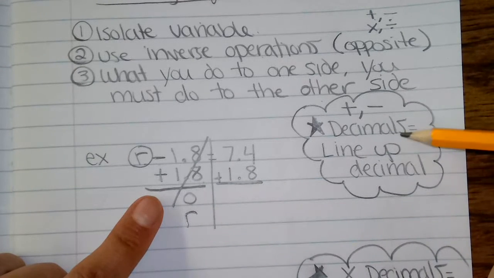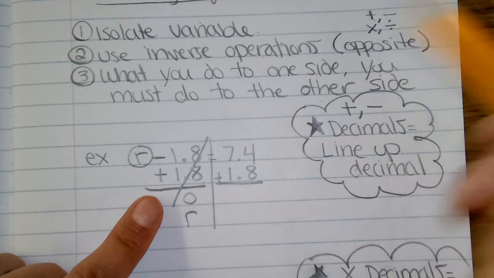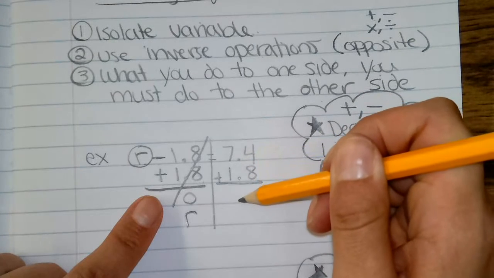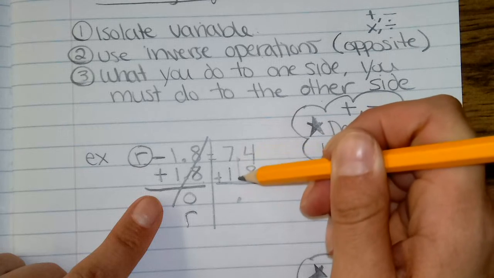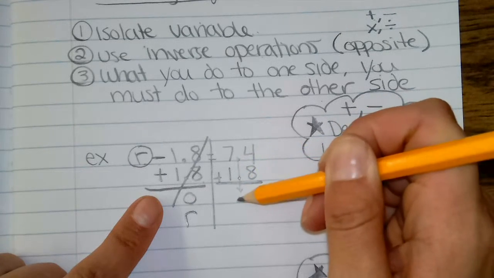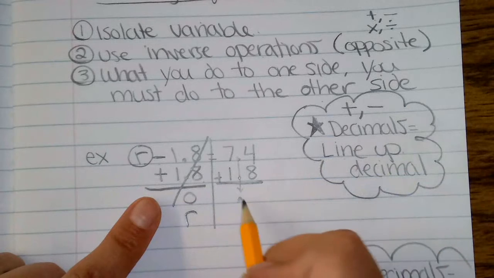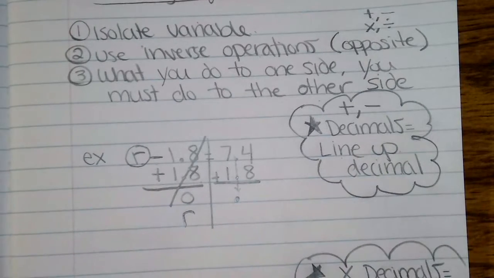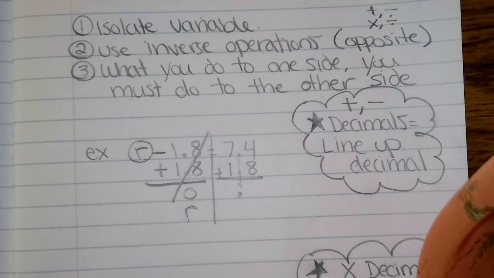Now remember, when I'm adding and subtracting decimals, I must line up the decimal. So here I lined up the decimal. That means my decimal point is going to come straight down. Okay, all right. So let's go ahead and add this.